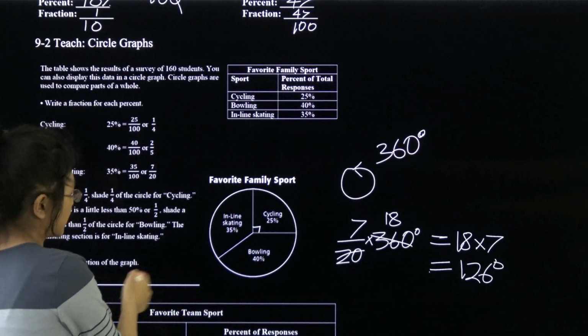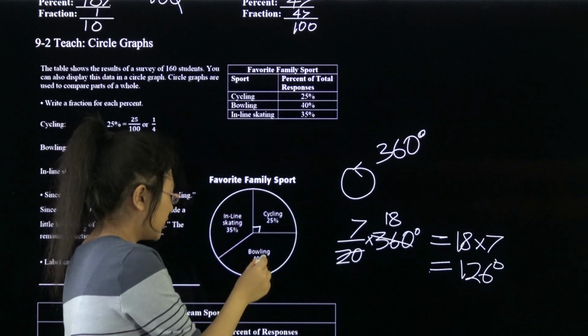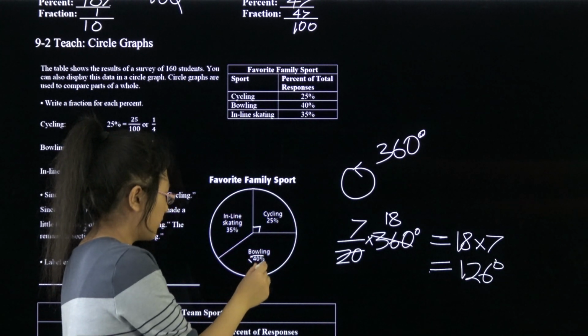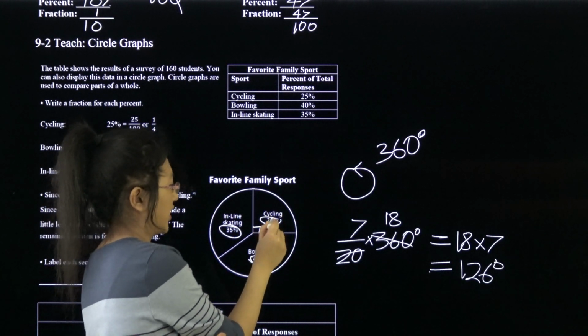And then we label each section of the graph: inline skating, bowling, cycling. And sometimes you include the percentages or numbers, and sometimes you don't. Depends on what the teacher asks you and what the teacher likes.